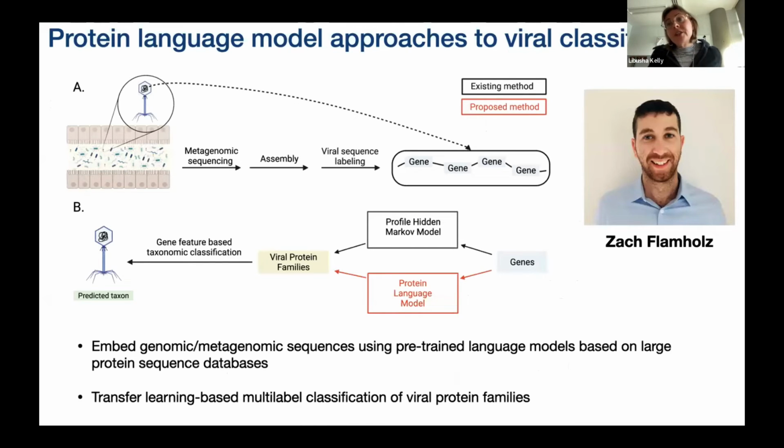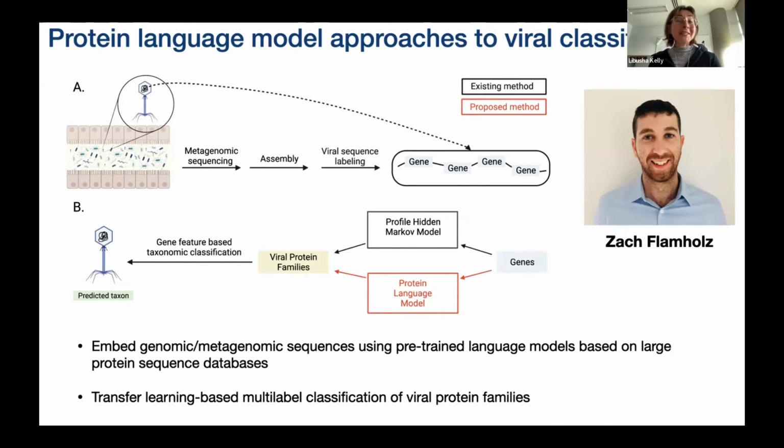To get back to this question of the tyranny of alignment and how we are trying to identify novel phages in the many environments that we've been working in, from the oceans again to the human body, my student Zach Flemholtz has started using protein language modeling approaches to viral classification. What he's doing is basically embedding genomic and metagenomic sequences using pre-trained language models that are based on protein sequence databases, and then using a transfer learning-based multi-label classification of viral protein families. And again, the goal here is to identify viral sequences not using sequence alignment. So we're trying to go outside of this alignment paradigm.